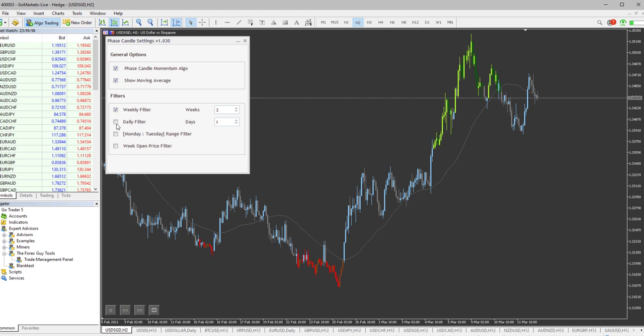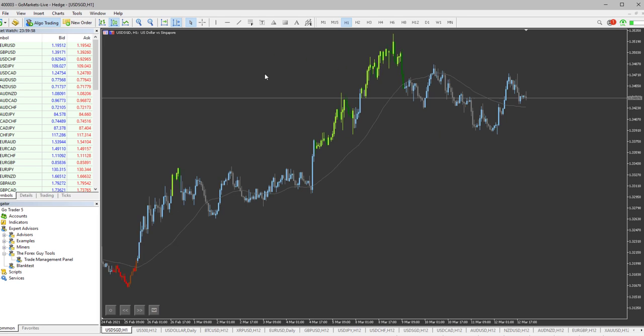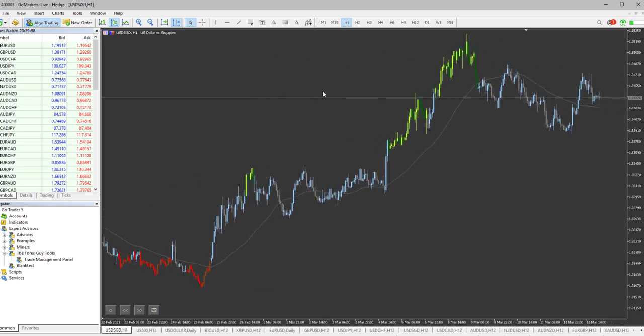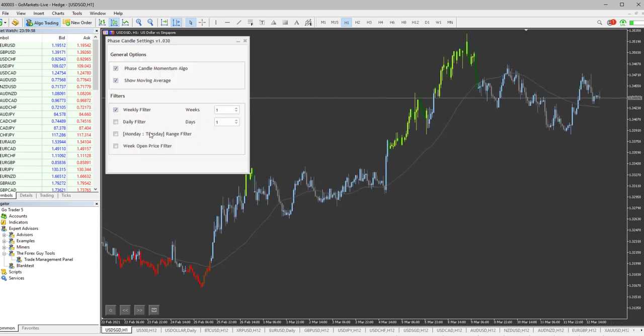Same with the daily filter. So 1 day, 2 days, 3 days. So it's going to look back at the previous 3 days, look at the highest and lowest point between those 3 days, and set that as the criteria. All right, so we'll switch back over to the 1 hour chart, because that's what the phase candle is basically designed for.